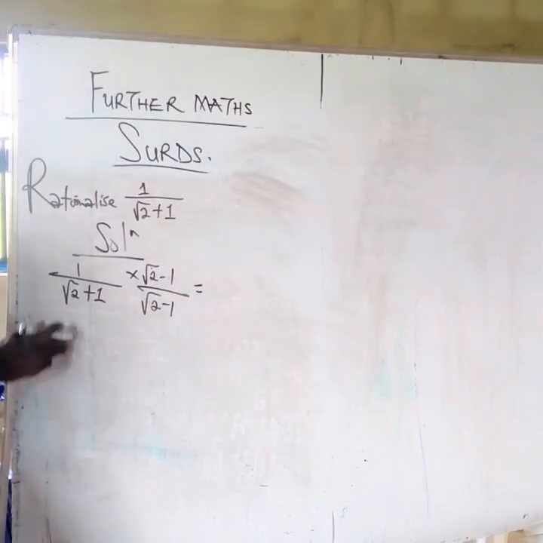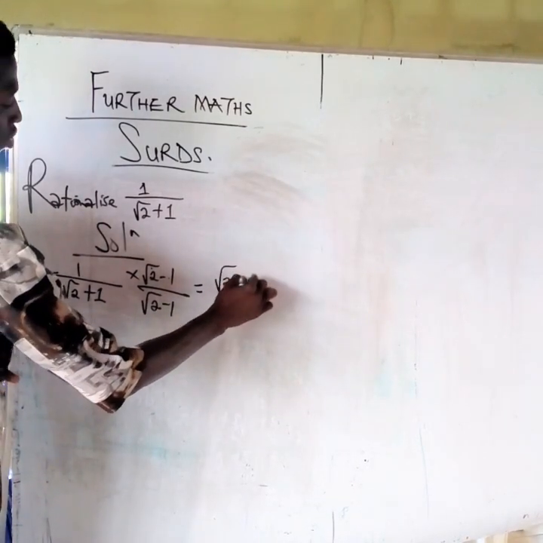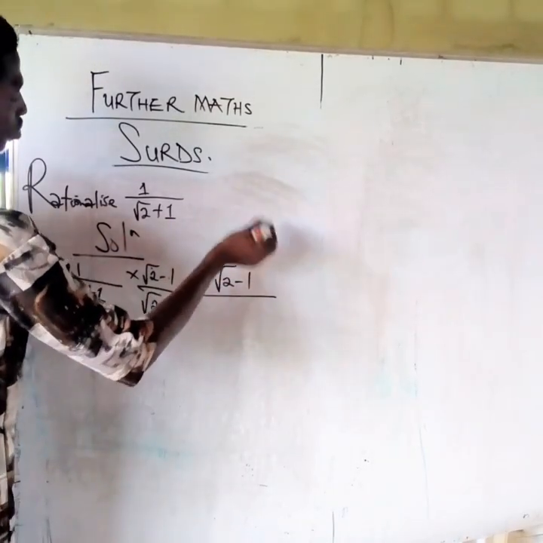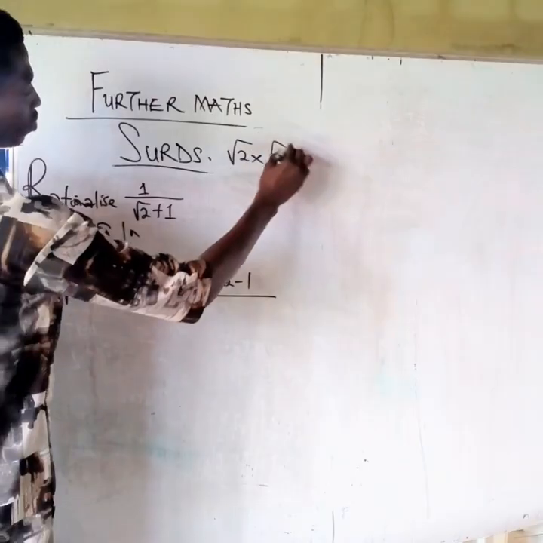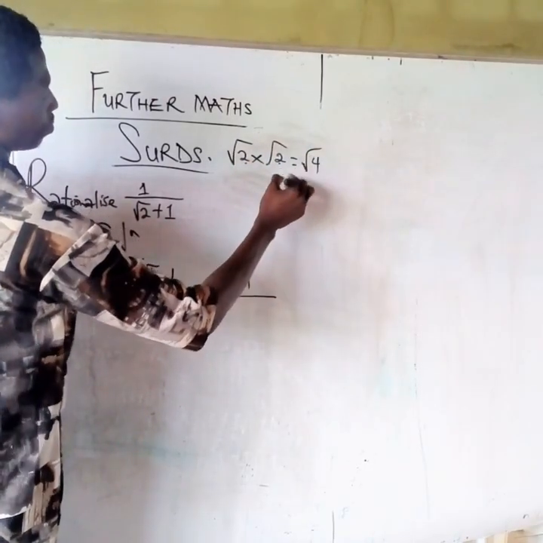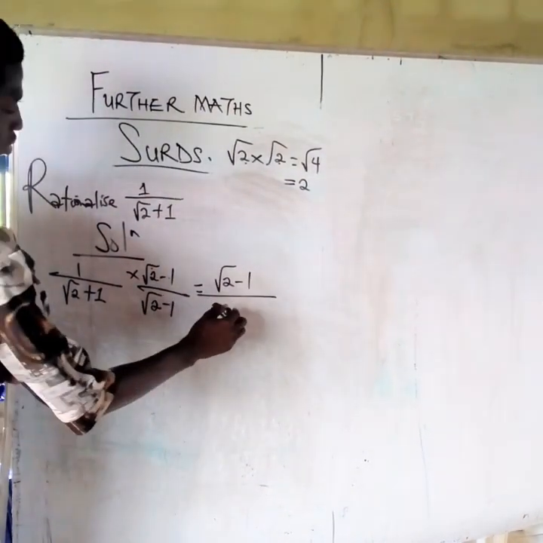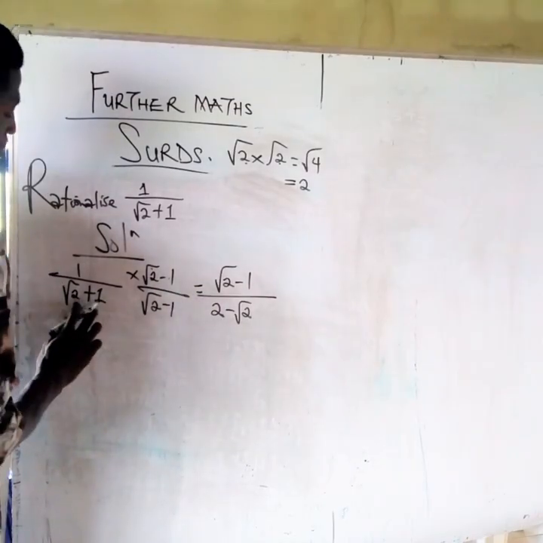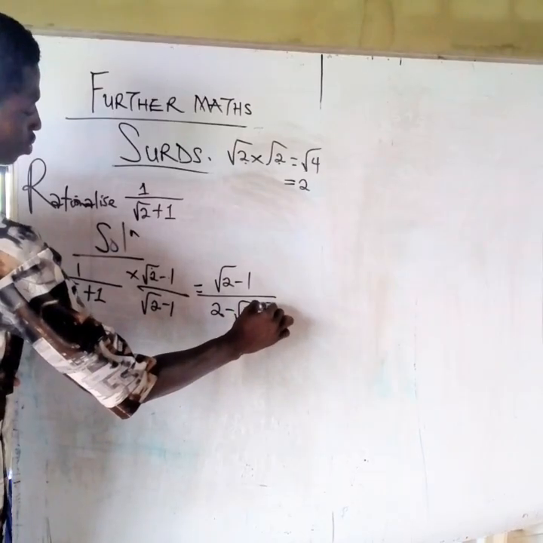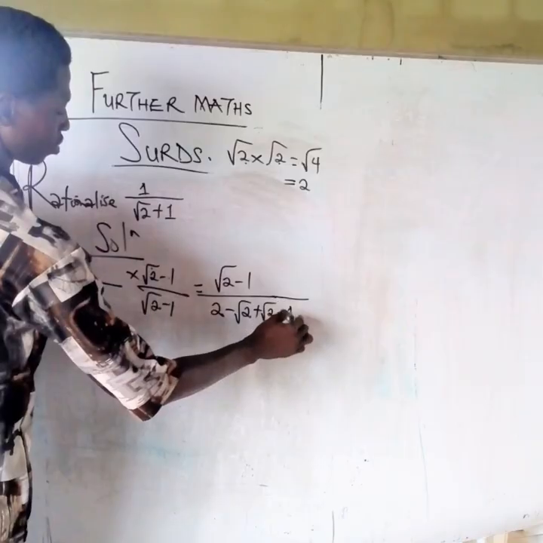I guess by now you should have understood this. 1 times all of this gives you root 2 minus 1. Then in the denominator, root 2 times root 2 is 2. I guess you understand. Root 2 times root 2. Now root 2 times minus 1 is minus root 2. Plus 1 times root 2 gives you plus root 2. Minus 1 times this gives you minus 1.